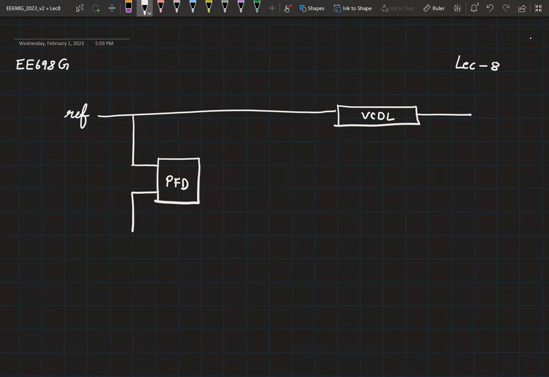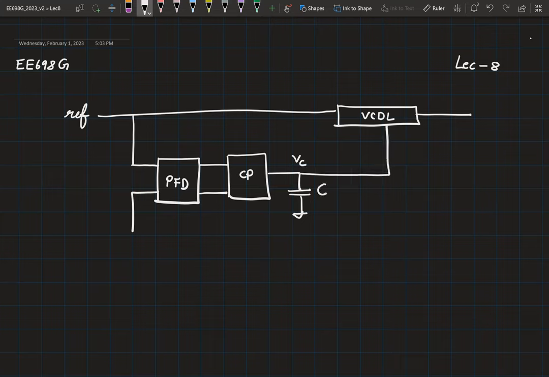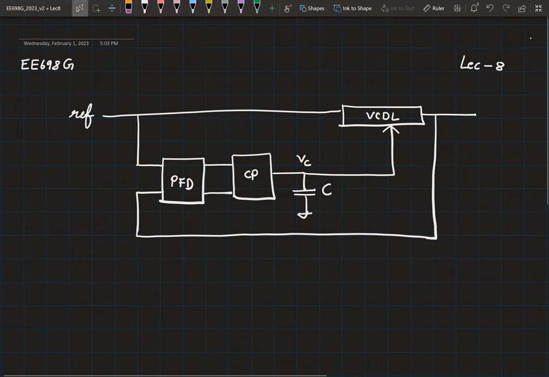frequency detector. The outputs from the PFD are given to a charge pump, which pushes and pulls current out of a capacitor so that we get a control node voltage VC developed across this capacitance. And this voltage is used to control the VCDL. So this way we have this negative feedback loop locking the delay of this VCDL to one reference period, TREF.